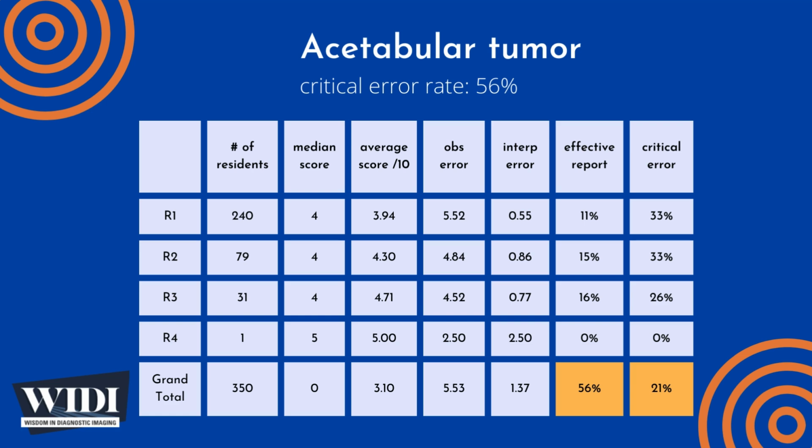We define a report having a critical error to be one with scores between 0 and 2. In terms of letter grades, this would be an F or a D. In this most missed case, 56% of residents produced reports with critical errors.